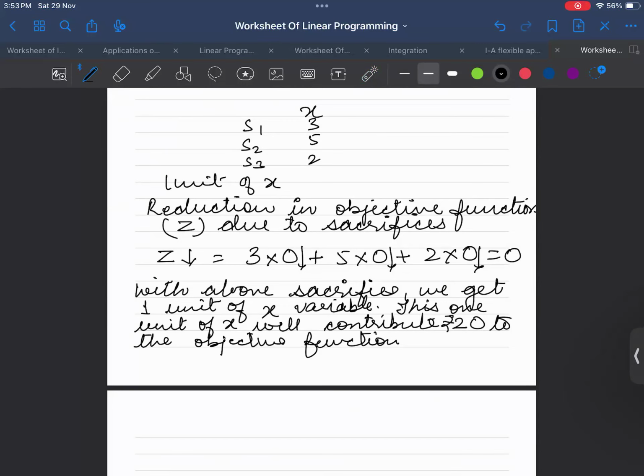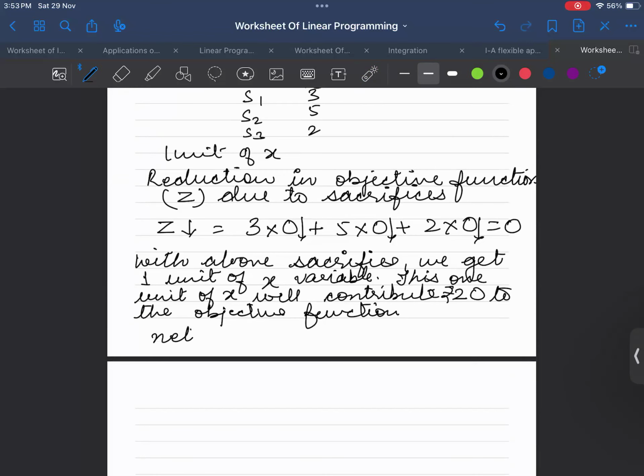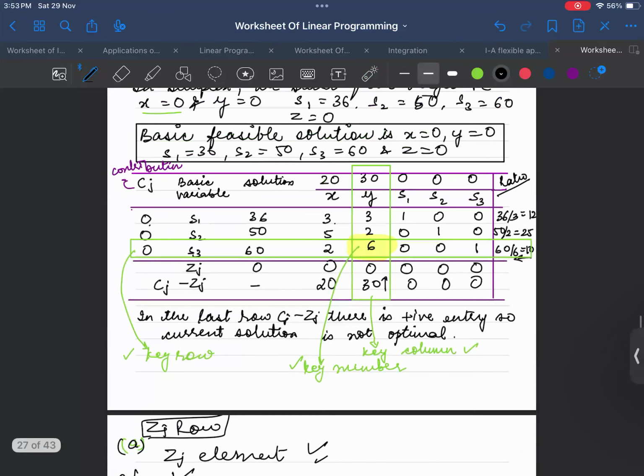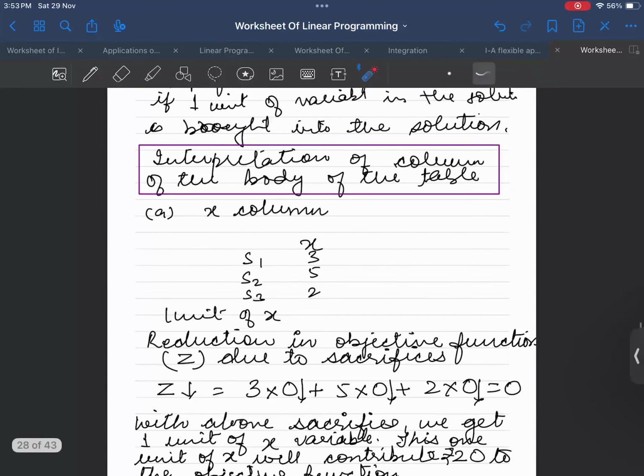I think it's clear. Hence, what would be the net effect? It will be Cj minus Zj. Cj minus Zj would be my net effect: 20 minus 0, which is 20, an increase. I think it's clear how we interpreted the x column. This interpretation is clear. Now I will explain the contribution for another column.